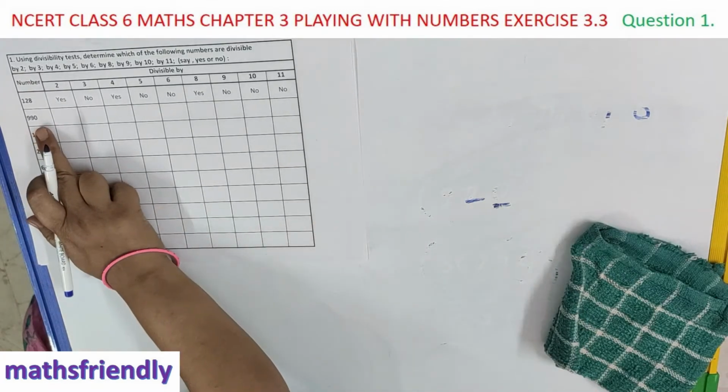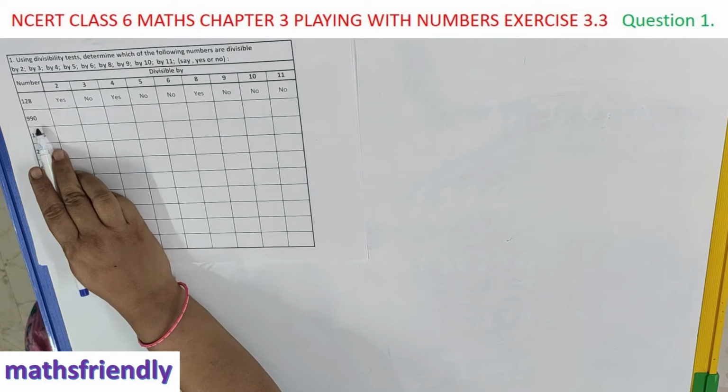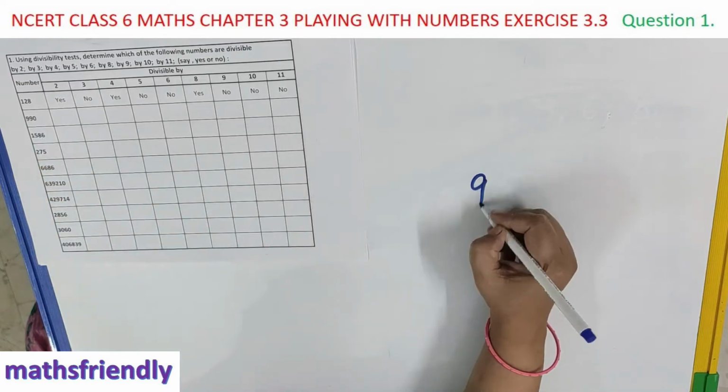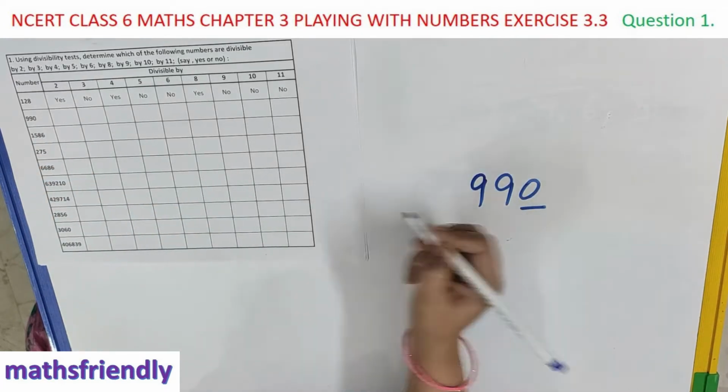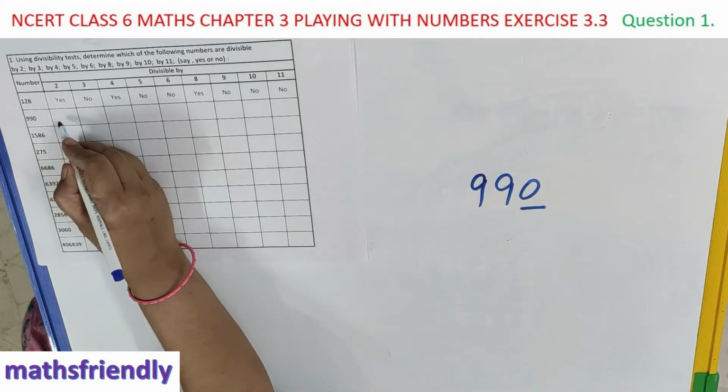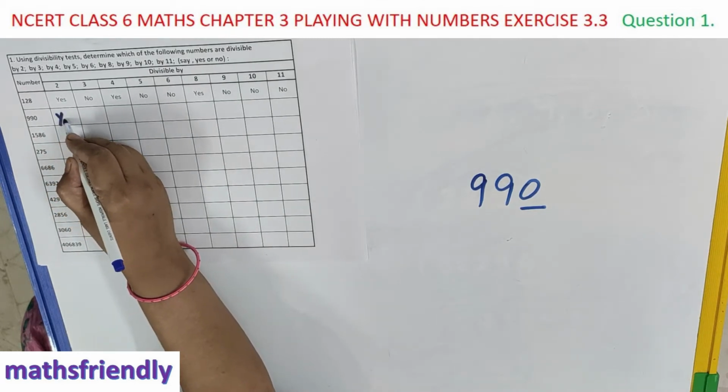So this is 990. What is the units place of this number? This number has 0 in its units place. The units place is 0. It means this number is divisible by 2. So we will write yes.